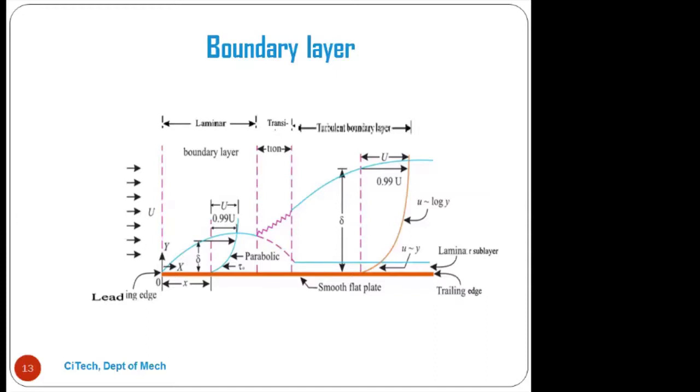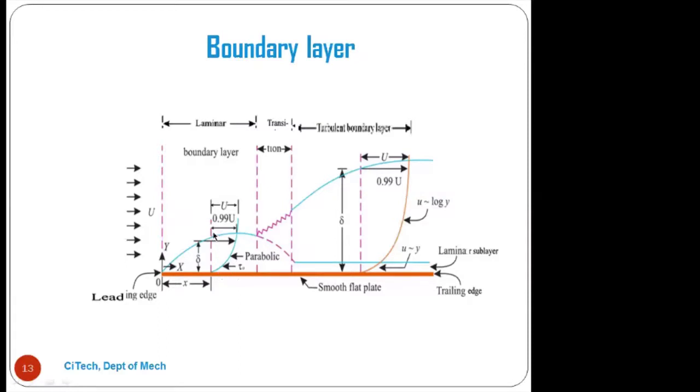Understand? As the distance increases, moving vertically or perpendicular to the plate, the velocity goes on increasing and the viscous effect goes on decreasing. Understand?